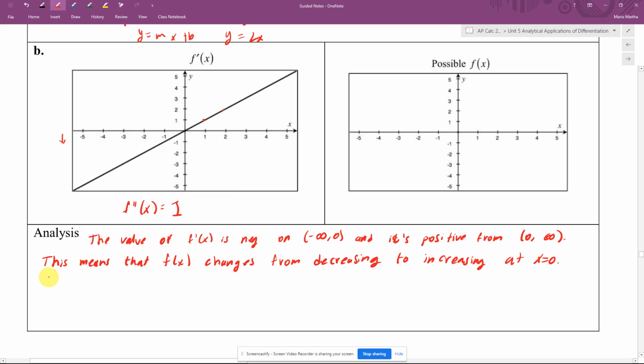So to conclude this, we're going to say that the value of f double prime of x is always positive, so therefore f of x is always concave up.